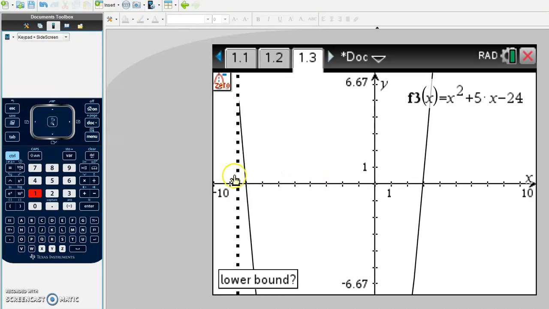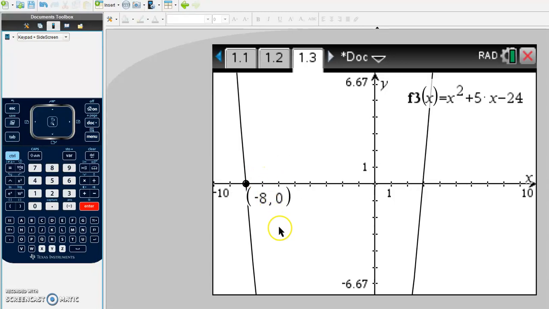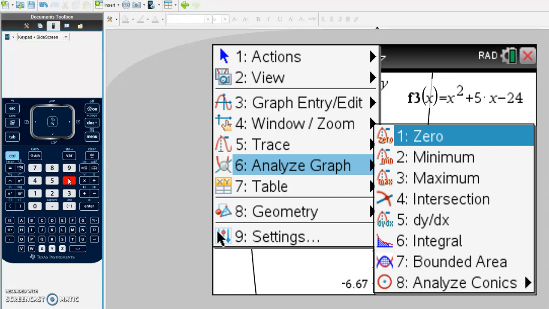So if I move this dashed line to the left of my x-intercept that I'm trying to find, then I will hit enter. Then I'll move it to the right and hit enter. And so there's my first 0, is at -8, 0. Now I have another one down here, right? So we got to do it again. So that means Menu, 6, 1.